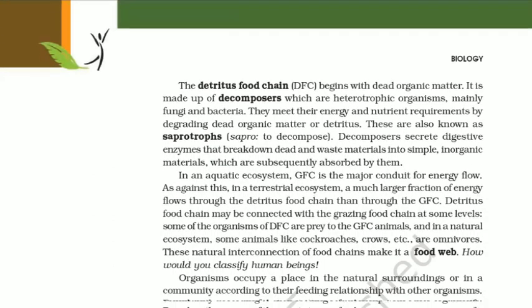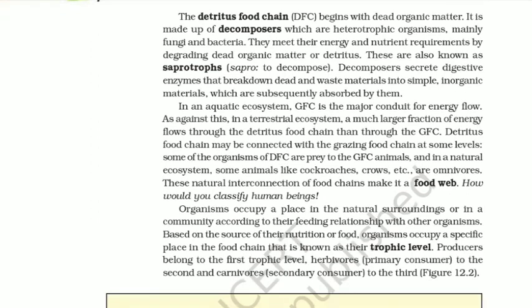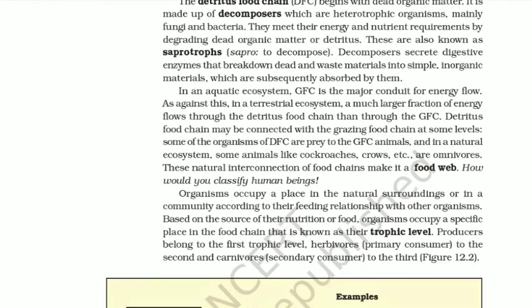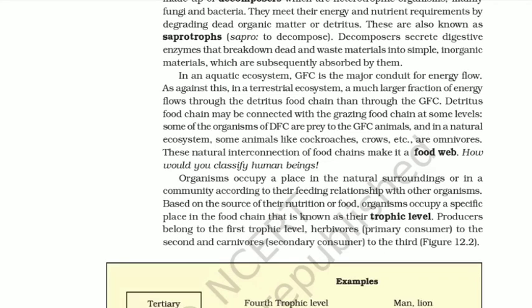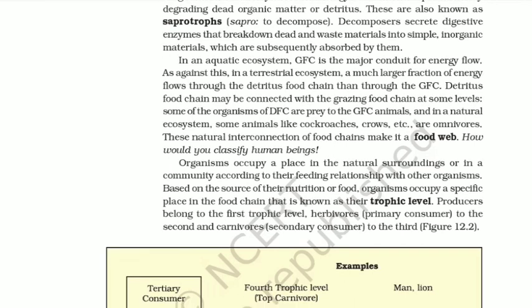The detritus food chain begins with dead organic matter. It is made up of decomposers, which are heterotrophic organisms, mainly fungi and bacteria. They meet their energy and nutrient requirements by degrading dead organic matter or detritus. These are also known as saprotrophs.